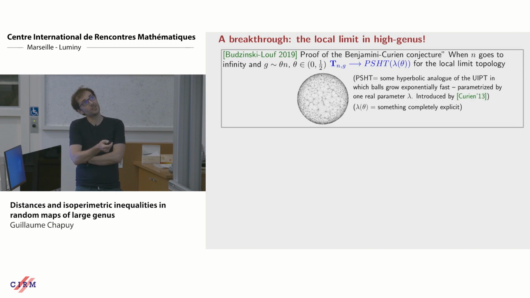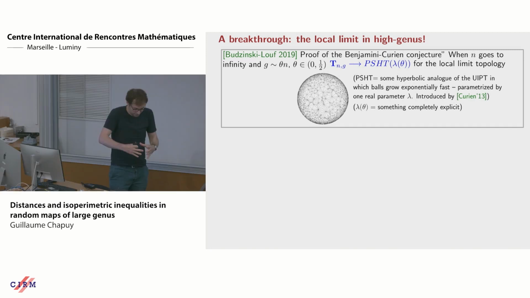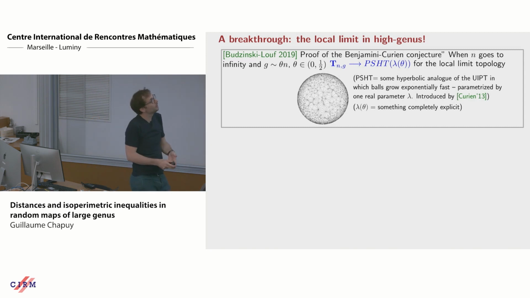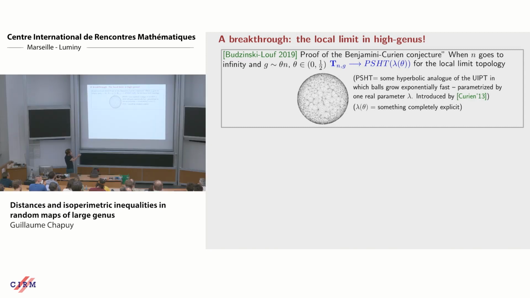And what is this PIT? It is something that was introduced, I think, by Nicolas, I hope I'm correct. It is some sort of hyperbolic analog of the UIPT. I did not explain how you construct the UIPT, but the UIPT is some random triangulation of the plane that you can somehow construct by growing balls. And in the PIT, you have an additional parameter in this growing process that makes it a little bit too fast, and then the balls are growing exponentially. So this is a one-parameter family of random triangulations of the plane, and if you choose the parameter correctly, you exactly get the local limit of high genus triangulations. So this is really a very strong result.